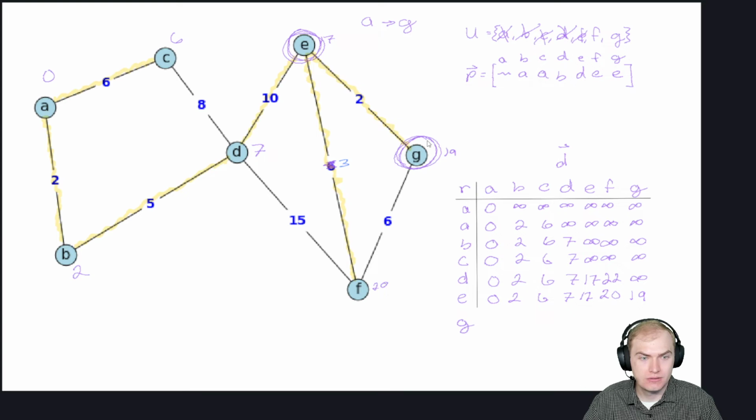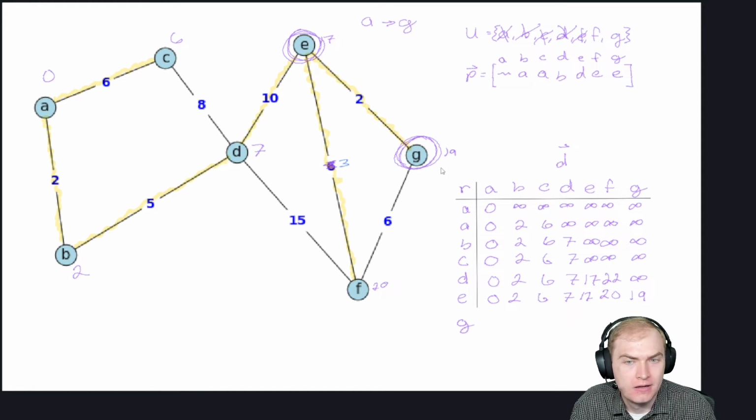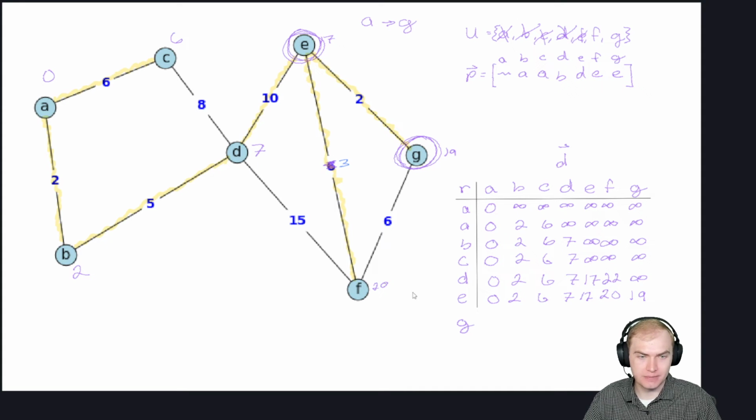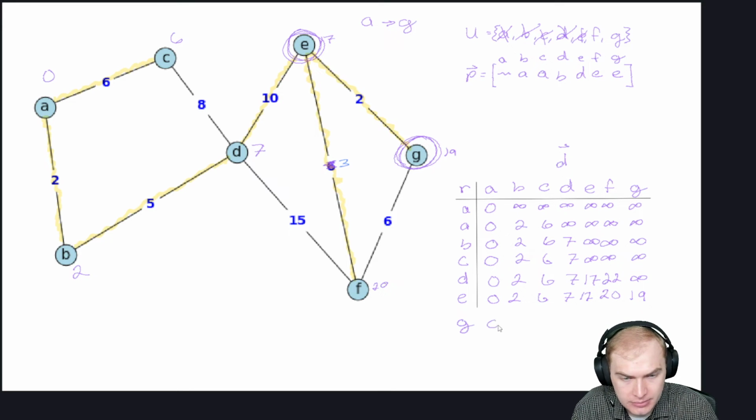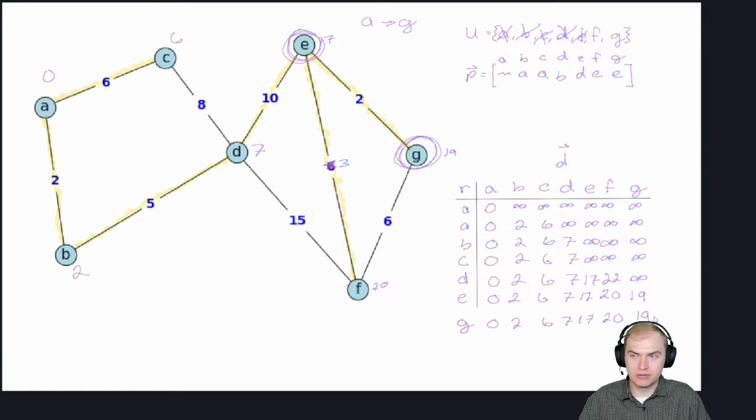So G, it's only adjacent to F. 19 plus 6 is 25, is much bigger than 20, which F is currently at, so we don't touch it. That's the only thing it's adjacent to, so nothing is updated in our shortest path.